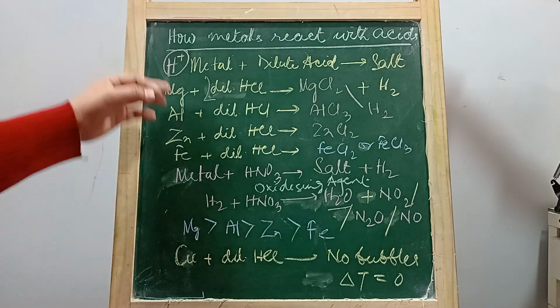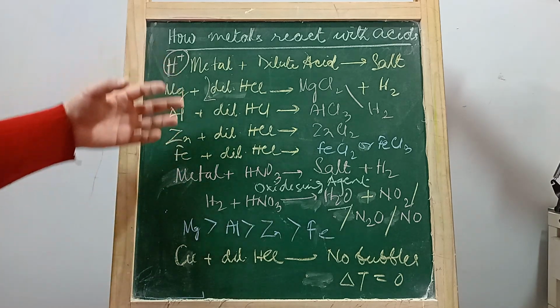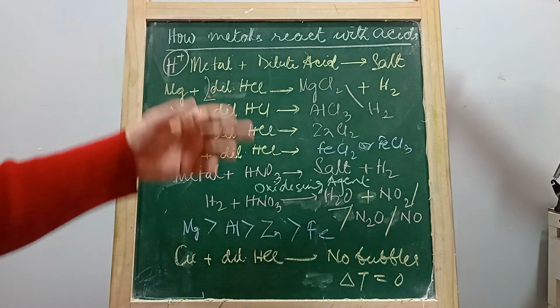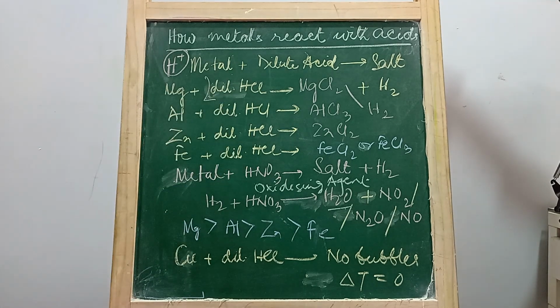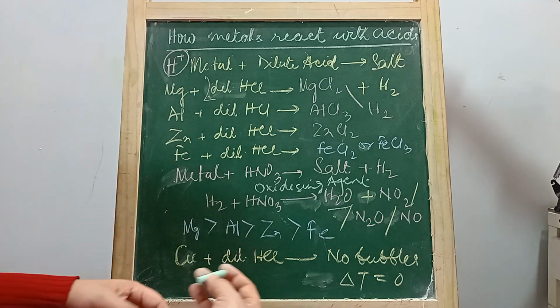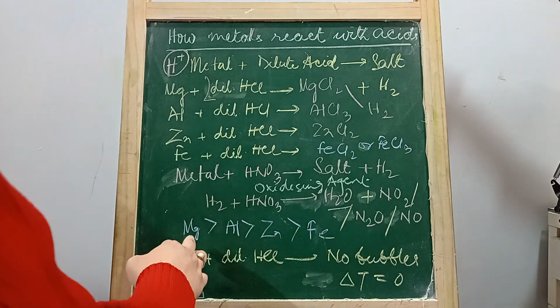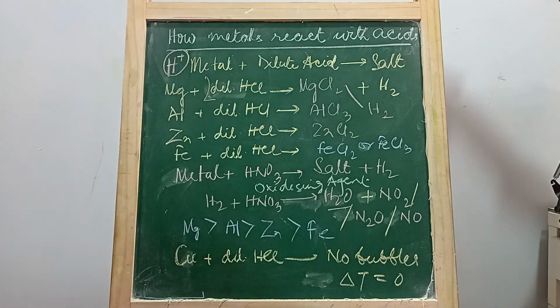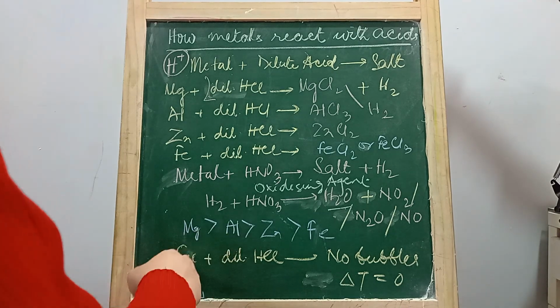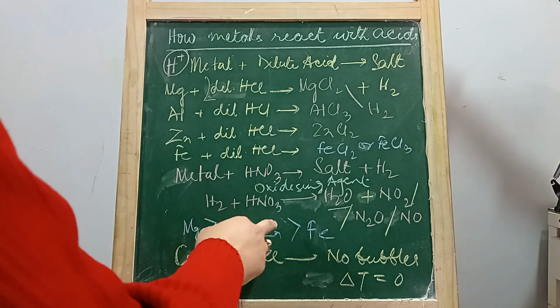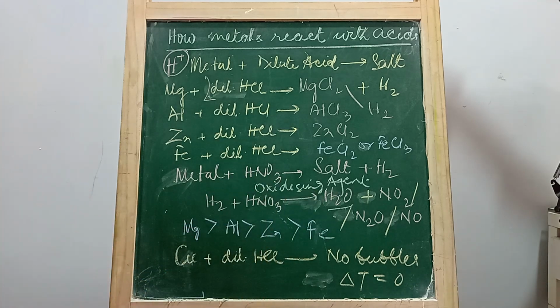So we find that not all the metals react in the same way with acid. Some of them are very reactive and some of them are not. So we find that there's a reactivity series. Out of these elements, magnesium is one of the most reactive. Magnesium is more reactive than aluminium. Aluminium is more reactive than zinc, and zinc is more reactive than iron.